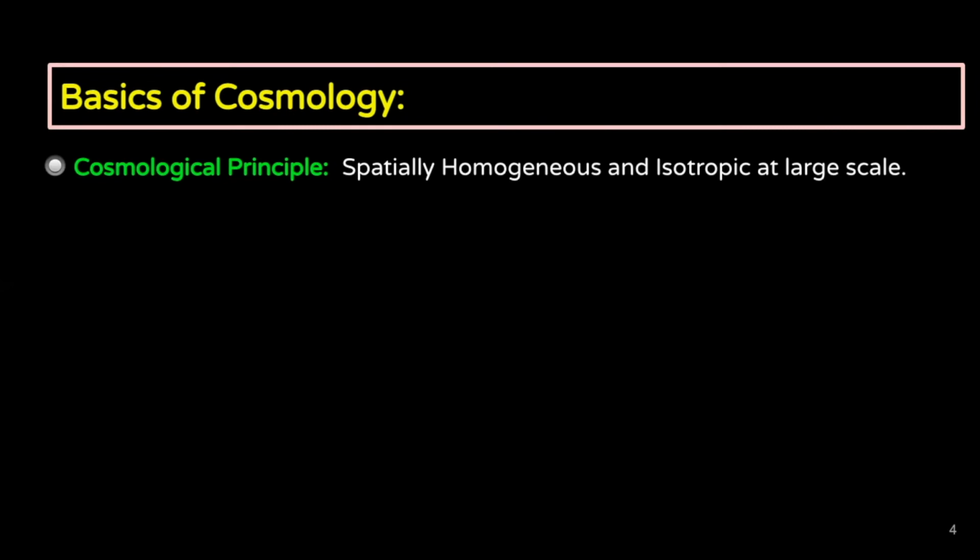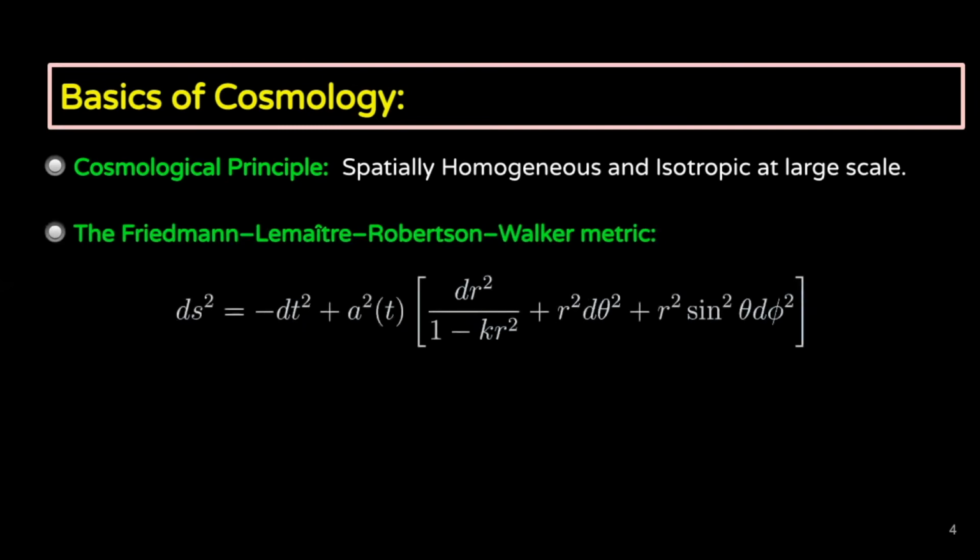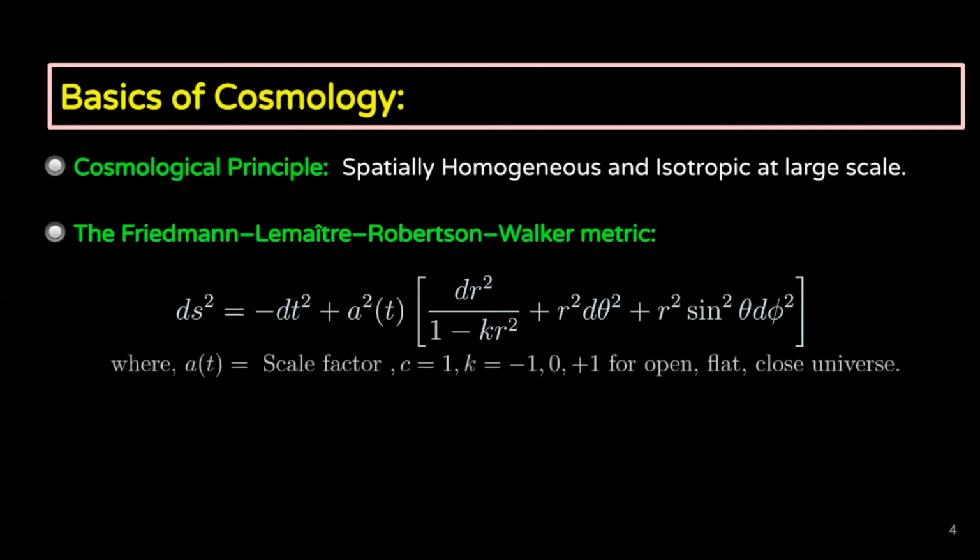This assumption of large scale homogeneity and isotropy appears to be an accurate description of today's universe. Under this assumption, Friedmann, Lemaitre, Robertson, and Walker gave a metric for an expanding universe, which is given by this expression. This metric is known as the FLRW metric, and it defines the geometry of the universe, where a is the scale factor. Here we are considering c as unity, and a(t) is the scale factor of dimension length, which describes how distances in a homogeneous and isotropic universe expand or contract with time.